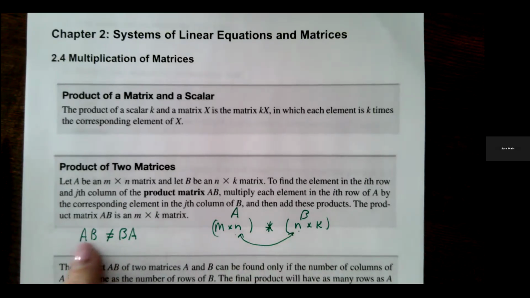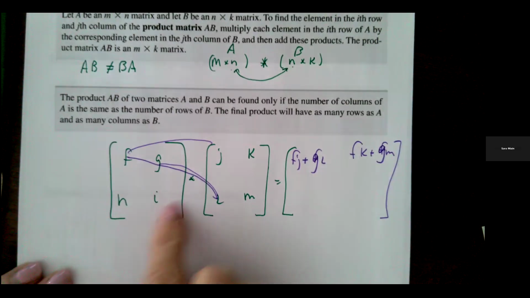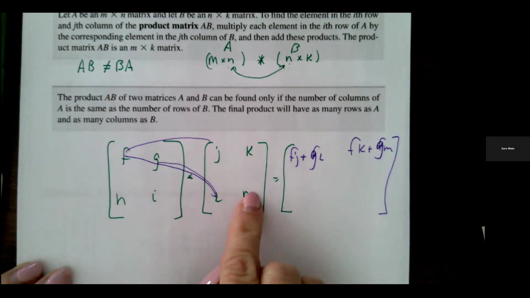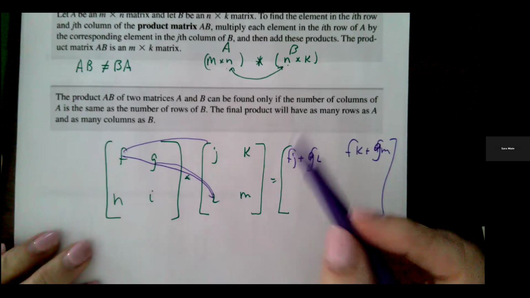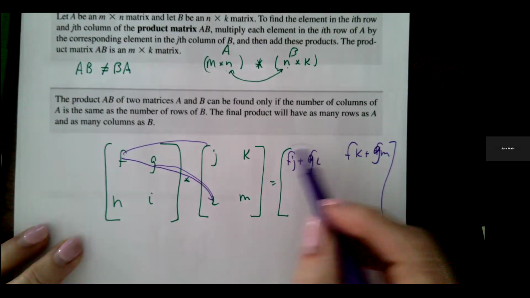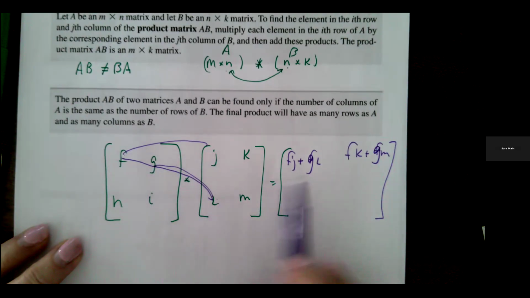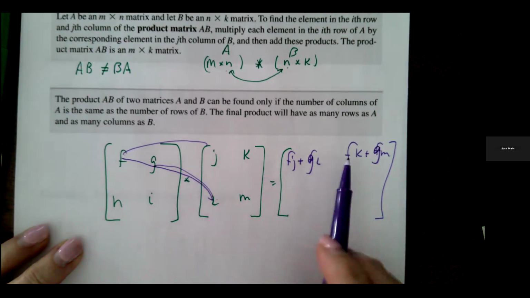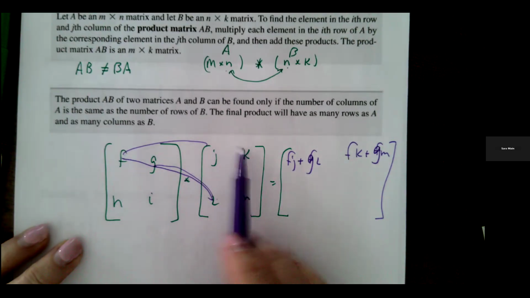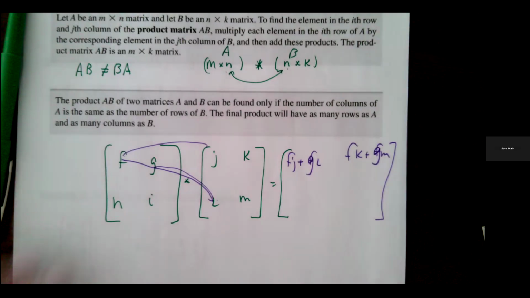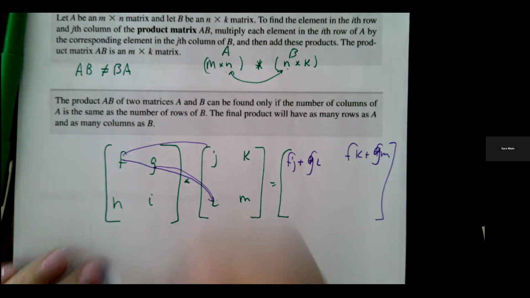Also, I want to note that A times B is not the same as B times A in matrix multiplication. So I'm going to give you a little example with some letters. If I had this matrix of F, G, H, and I times this matrix of J, K, L, and M, this first element here in the new matrix would be F times J plus G times L. And then we would have F times K. So I'm going to do that one in another color, in blue.